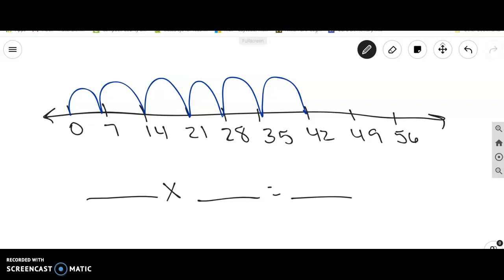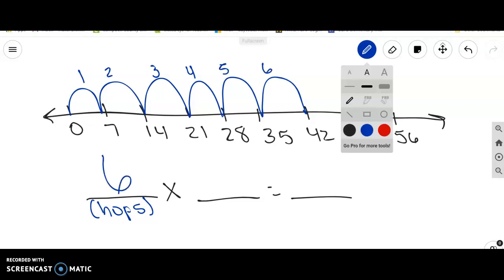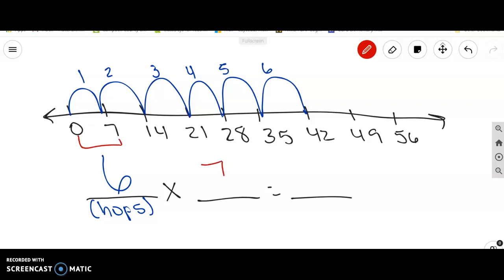Great, now that you've solved it on your own paper, let's go ahead and look at each part of the equation. So we know that the first number that we start with is the number of hops. So if we have hops, let's count them. 1, 2, 3, 4, 5, 6. 6 hops. The number we count by, we start at 0, we look to our neighbor, that's 7, and our answer we find at the last hop, we circle the number, and it's 42.